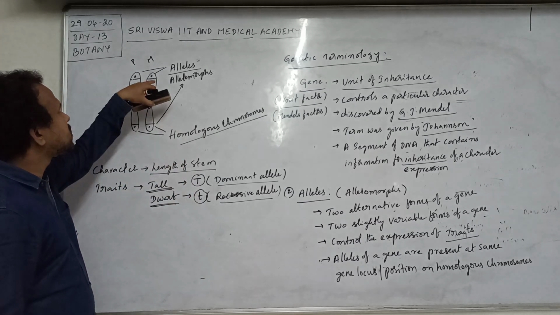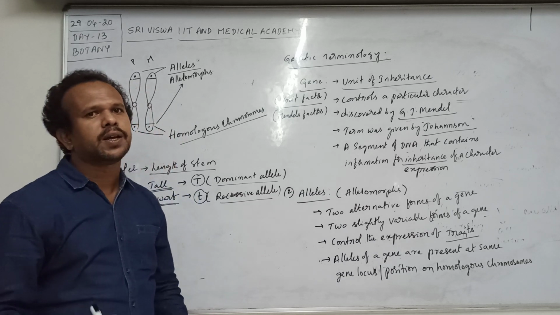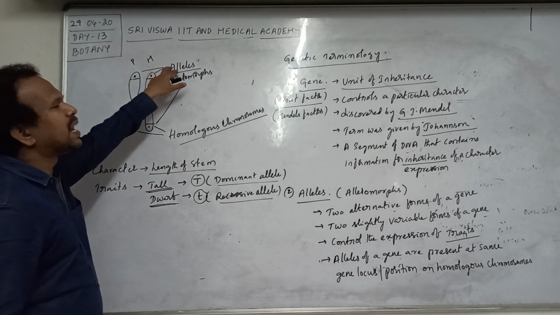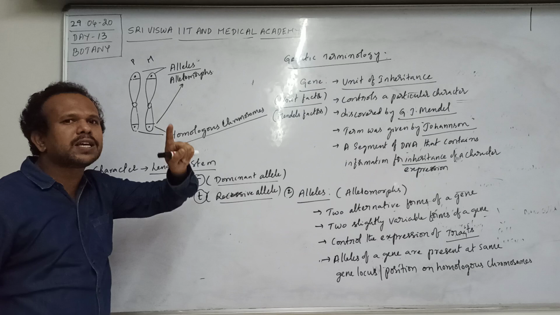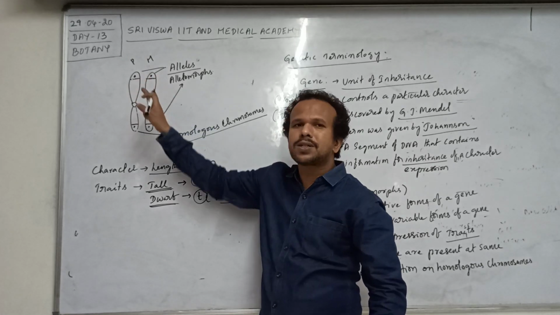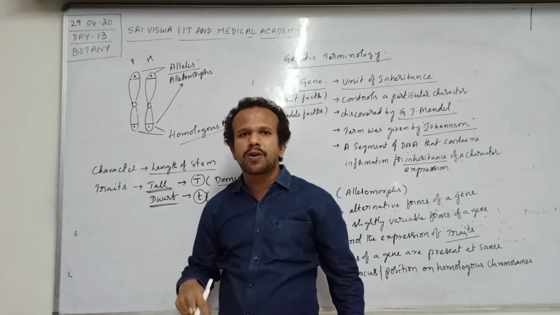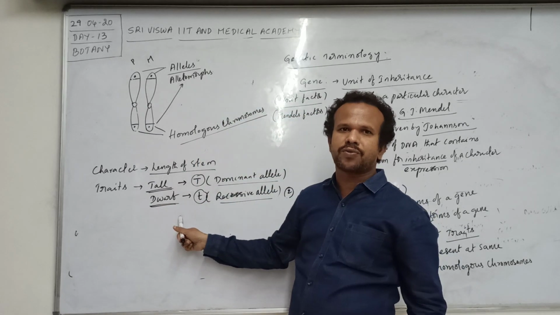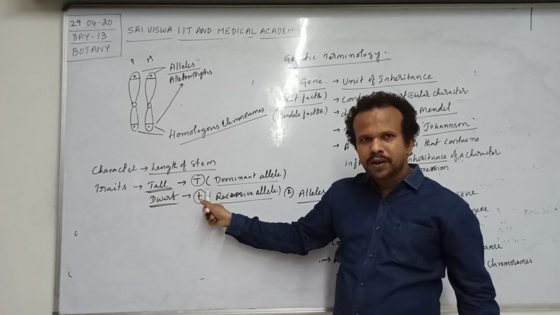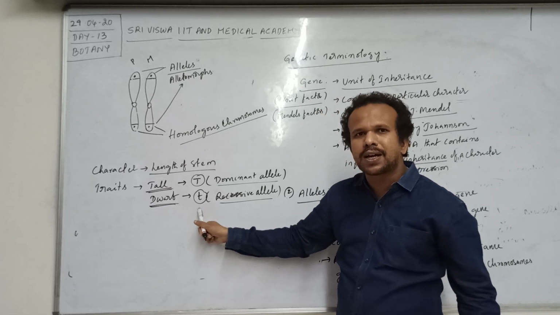However, both the alleles are present in homologous chromosomes at the same position. Here these two chromosomes are called homologous chromosomes. Then this region represents alleles. These two are related to a single gene. These two alleles control the expression of a single character, that is the length of the stem. Length of the stem has two diverse forms. One is tall and another one is dwarf. If one allele controls the expression of tall, that is said to be the capital T allele. If one allele controls the expression of dwarf character, that allele is said to be the small t allele.